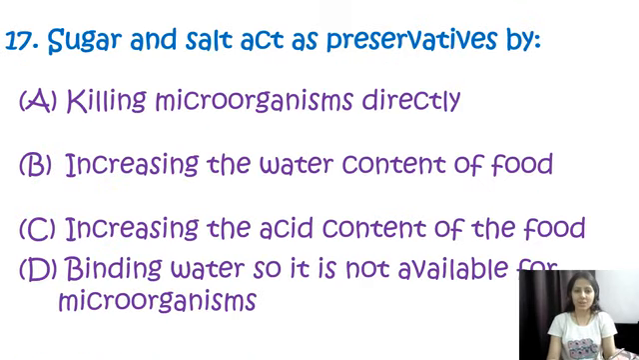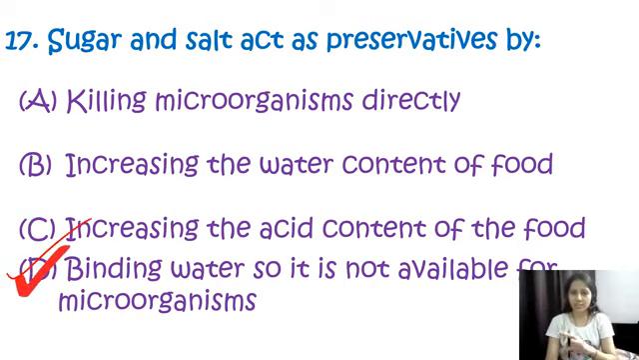Question number 17. Sugar and salt act as preservatives by, so options are killing microorganisms directly, increasing the water content of the food, increasing the acid content of the food, or binding water so it is not available for microorganisms. So how do sugar and salt act as preservatives? Actually the primary reason is by binding water, so it is not available for the microorganisms. Correct option is D.